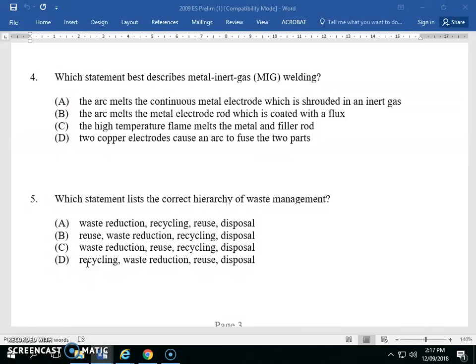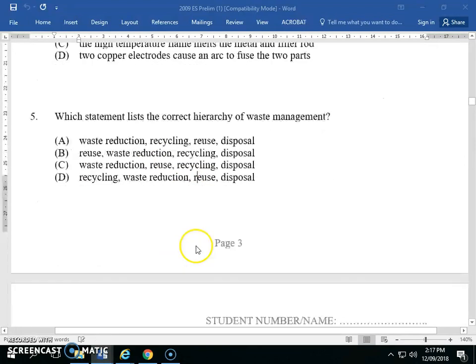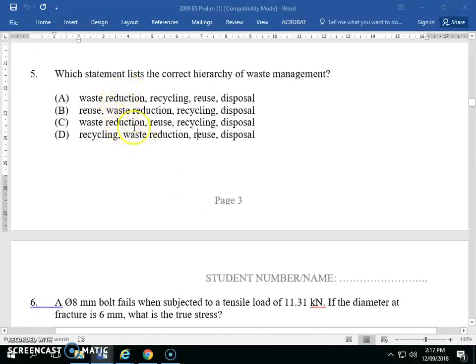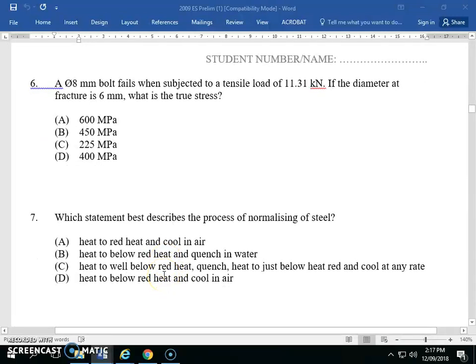Okay, hierarchy of waste management. What is the most important way of dealing with waste? Design in such a way as to achieve waste reduction. So designing in such a way that we don't have waste. Now, in the case of reuse versus recycling, generally we consider reuse to be better than recycling. That's a slightly tougher question, but it's obviously going to be between A and C, just because waste reduction, design to eliminate the problems, is always the preferable one.